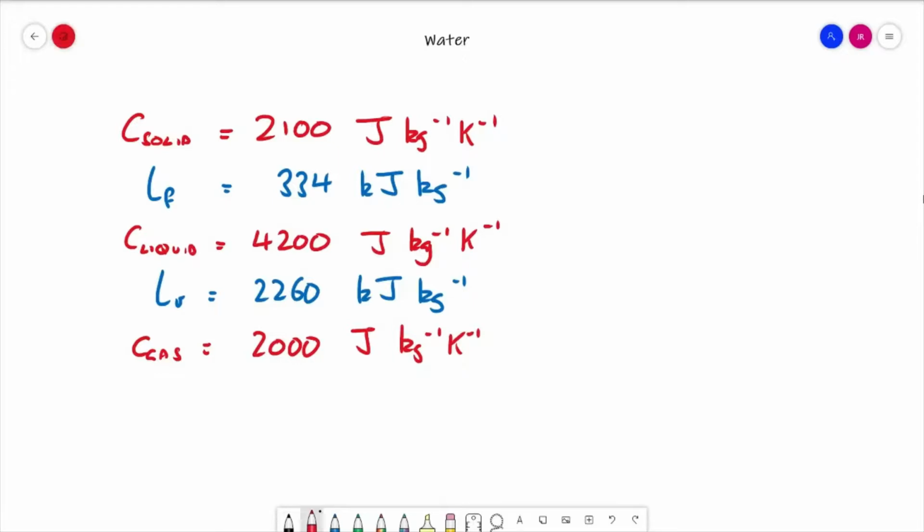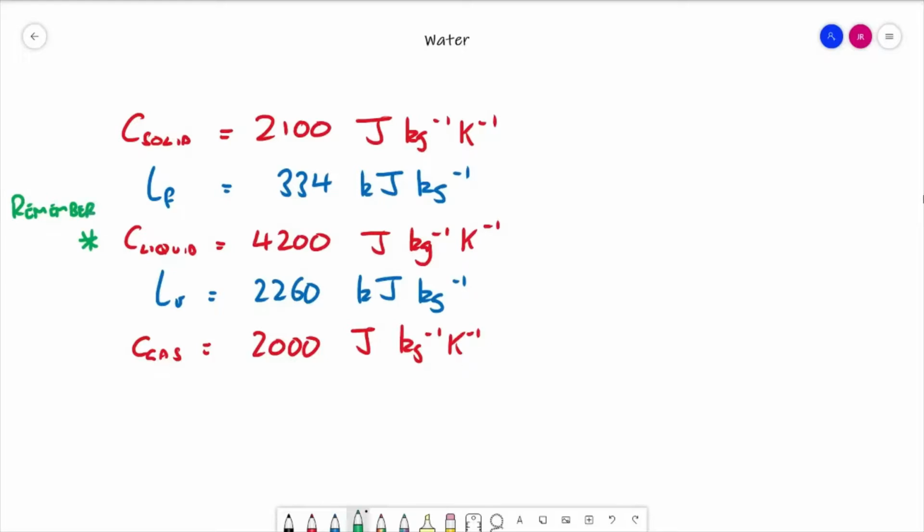Now, as I said, guys, there's absolutely no reason for you to know all of those. They'll either be given to you or you'll have to work them out. The only one that you do have to remember is for liquid, so the specific heat capacity for liquid water, which is 4,200 joules per kilogram per Kelvin. So you do have to remember that one.